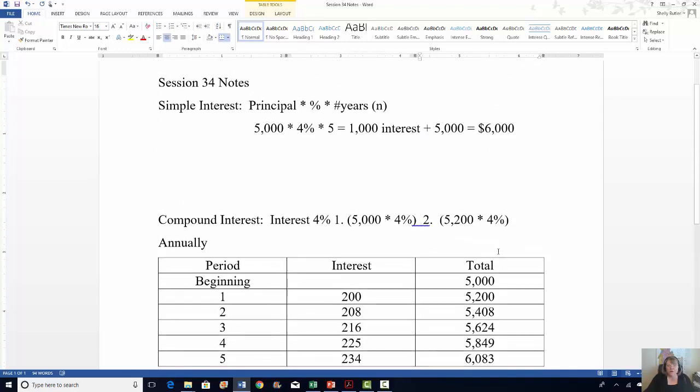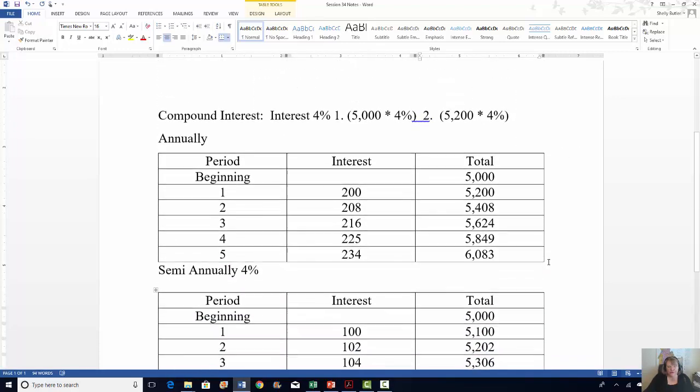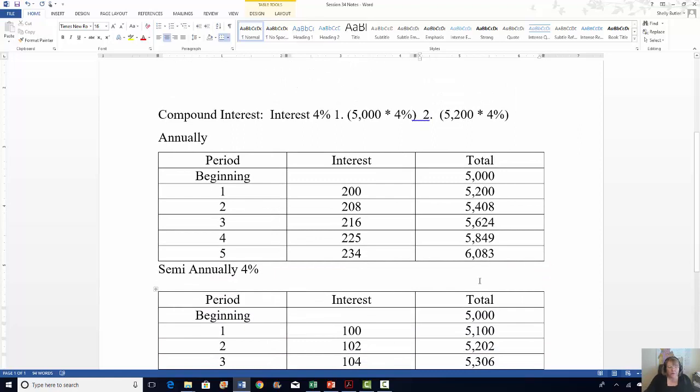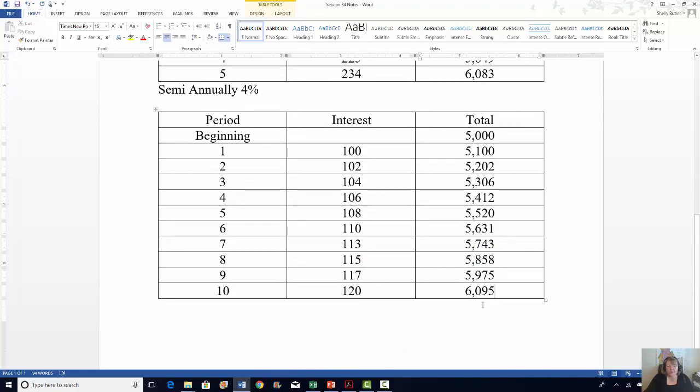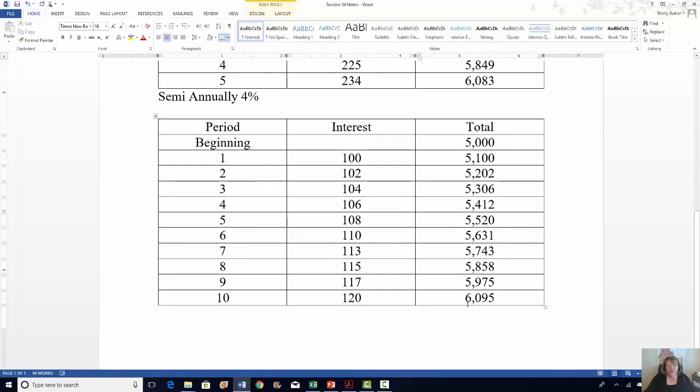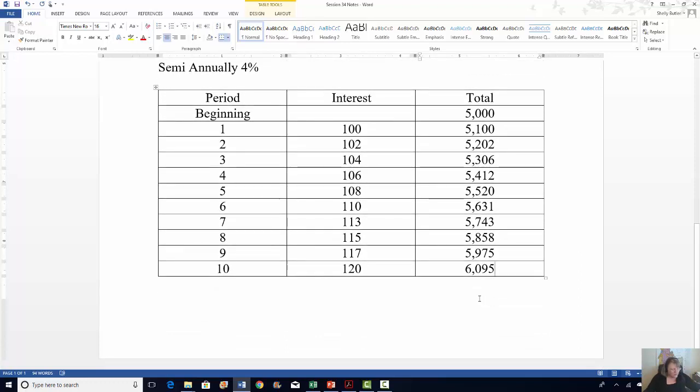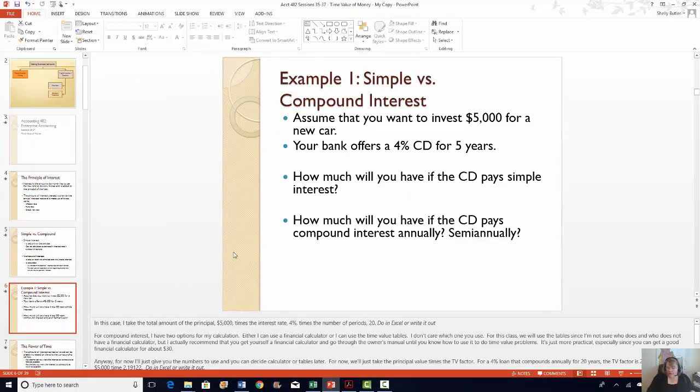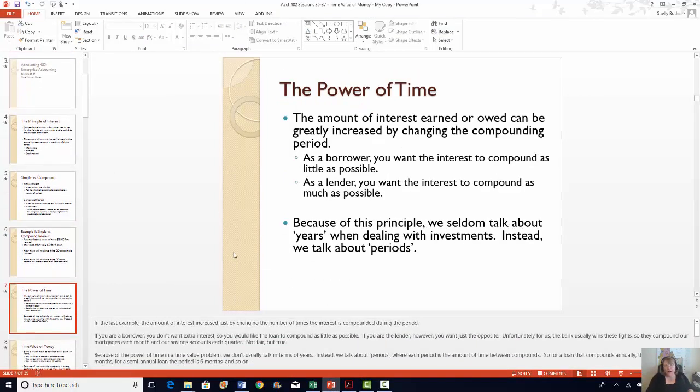So here's our totals. We have $6,000 for simple interest, $6,083 for compounded annually, and then $6,095 compounded semi-annually. So that's pretty cool. That gives us a little more than we had before. Now, the power of time, the amount of interest earned or owed can be greatly increased by changing the compounding period.